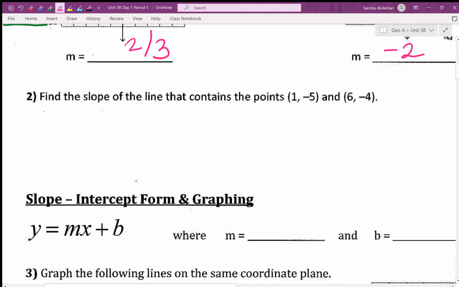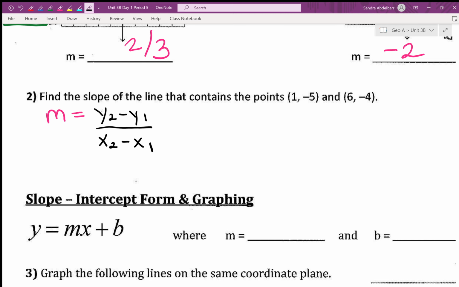Good. If we're not given a graph and we're given 2 points, the slope is found by doing y2 minus y1 over x2 minus x1. And how do we know what's x2, y1, all that good stuff? Well, you go to the points and you assign them names. So the first point is going to be x1, y1. And the second point, guess what that's going to be? x2, y2. You got it.